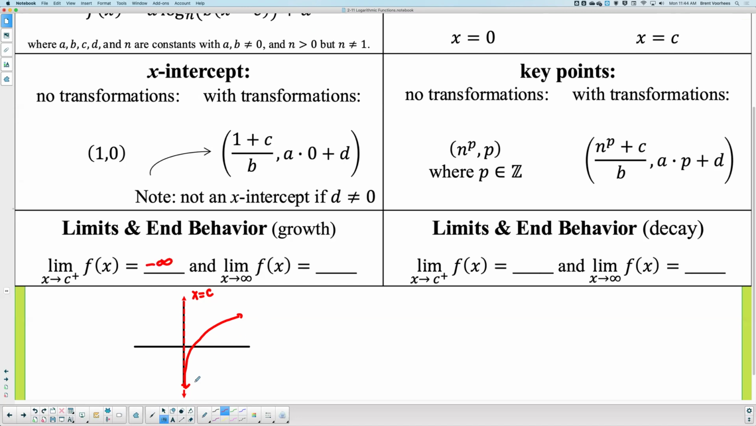Negative infinity. Okay, and what happens as we go right forever? This means there's nothing to stop us. So as we go further and further right, what's happening? It's rising to infinity.